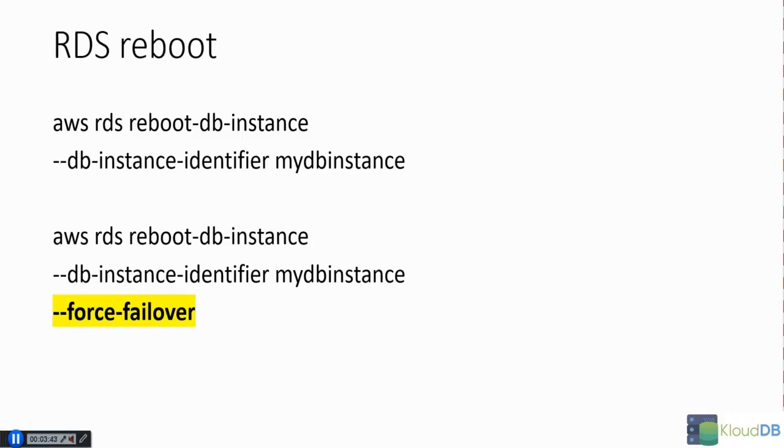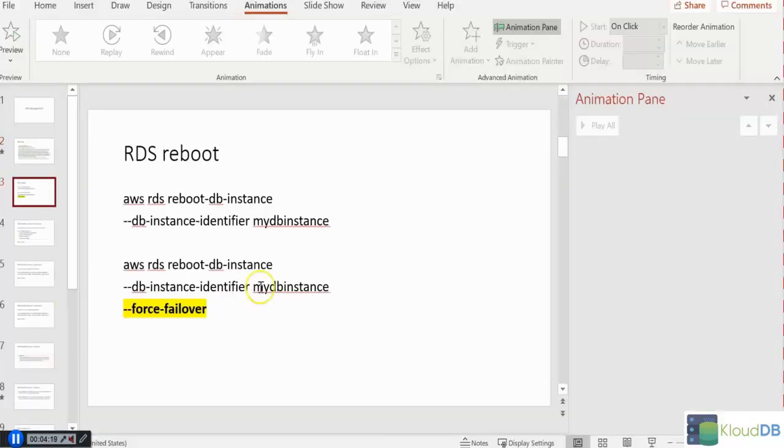The next thing is rebooting the instance. How do we reboot? We can reboot an instance with this command, aws rds reboot-db-instance, followed by the DB instance identifier, whatever it is. There is also an option called force failover. Let's say you have a multi-AZ deployment and you want to force failover during the reboot. You can do that. These are the commands you can use to reboot. We have seen stop and reboot. Let's go to the console and see how we do that via the console.